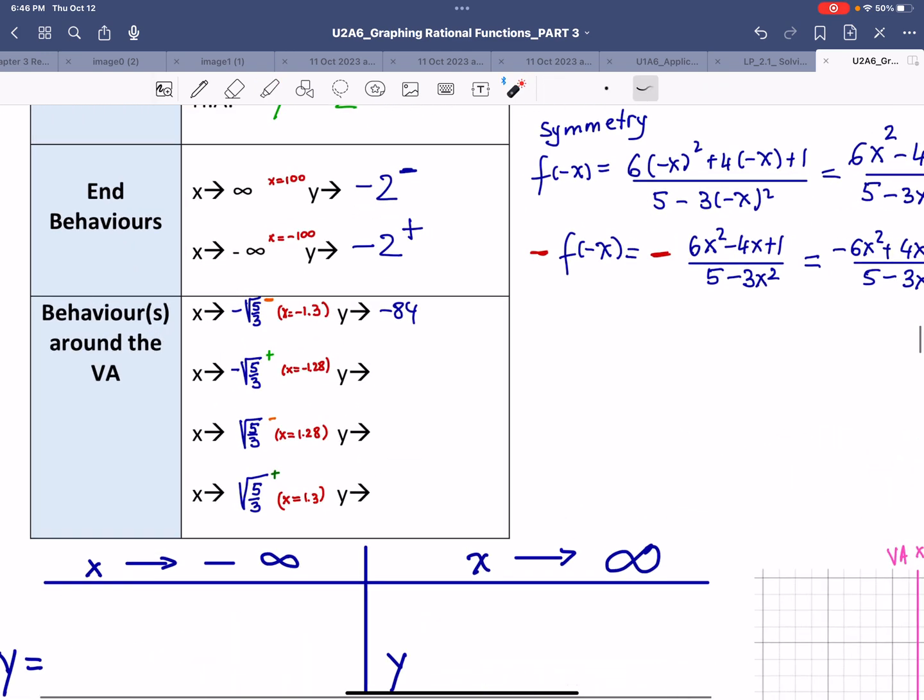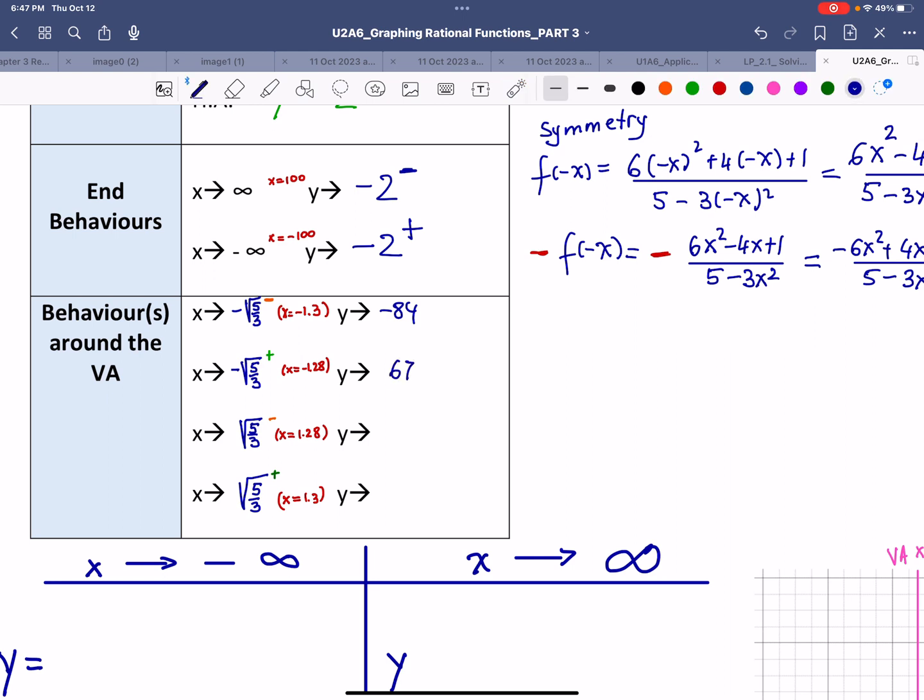So we're going to draw an arrow here to indicate the direction of the y values. In the same way, we're finding the value of y when x equals negative 1.28, which will give us the behavior of y on the right side of the asymptote x equals negative root 5 over 3. So let's see what we get now. So we have again 6 times negative 1.28 squared, and then plus 4 times negative 1.28 plus 1 divided by 5 minus 3 times negative 1.28 to the power of 2, close brackets. And in this case, I get 67.